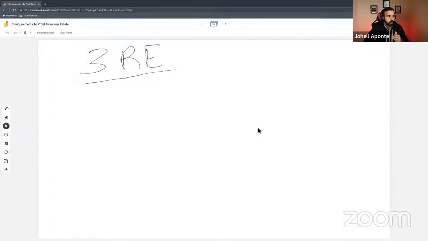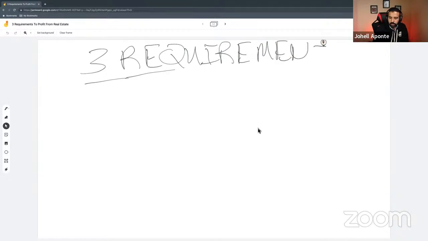And I'm going to share a bunch of information here with you. Hopefully this helps you and gets you going. So the 3 requirements, let me change this real quick. The 3 requirements for guaranteed real estate deal flow, right? The 3 requirements. What are those?